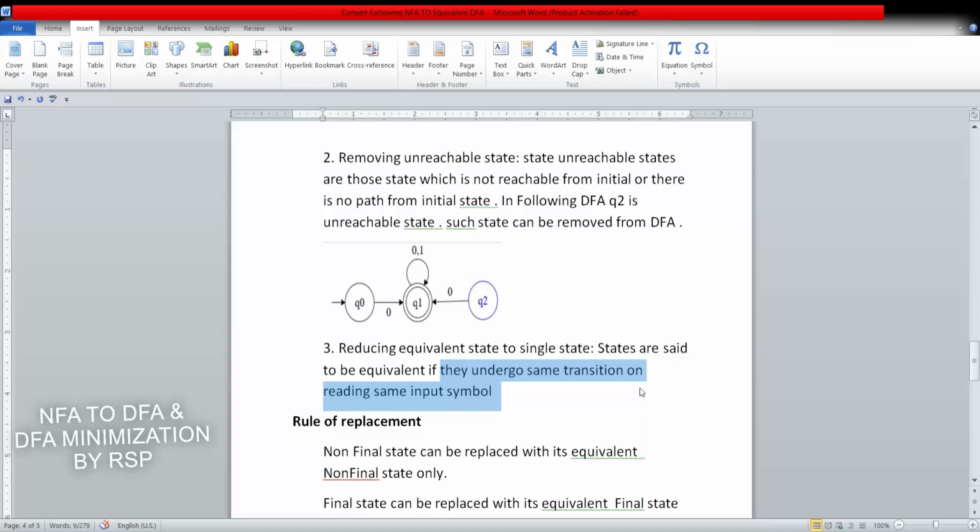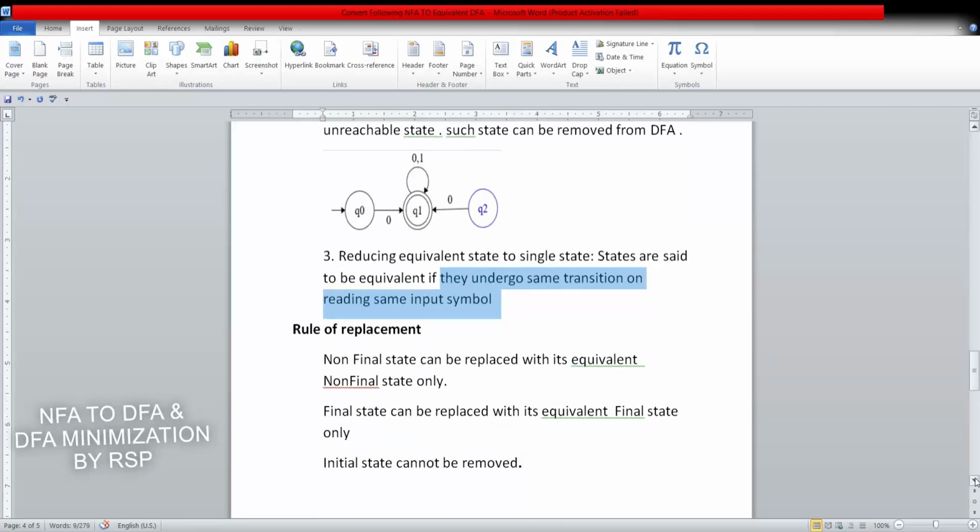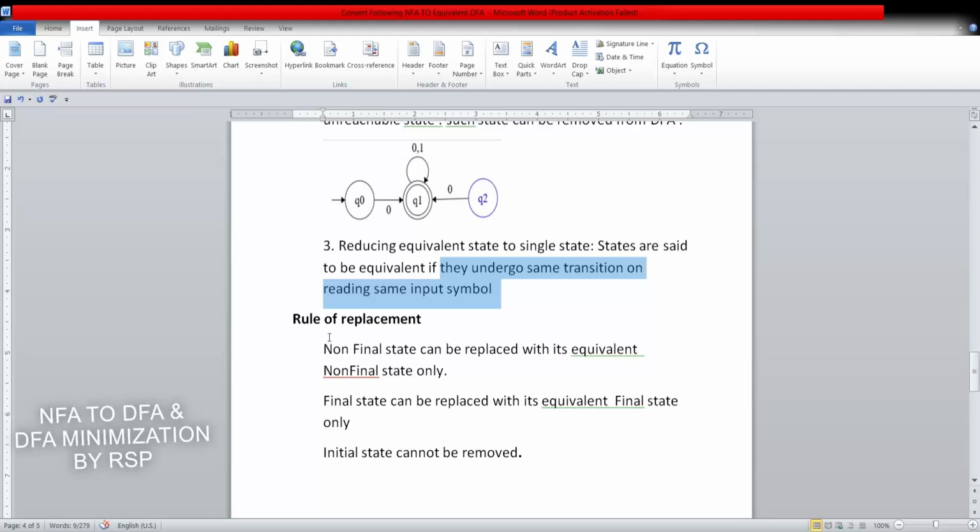Then we can say Q1, Q2 are equivalent states, and we can remove one of the states from these equivalent states, or we can replace. So if there are two or more equivalent states, all such states can be removed and only one state maintained in the DFA. While replacing equivalent states, there are some rules. A non-final state can be replaced with its equivalent non-final state only, a final state can be replaced with its equivalent final state only, and the initial state cannot be removed. Okay, so these are the rules.